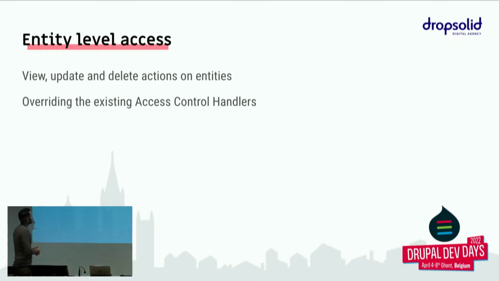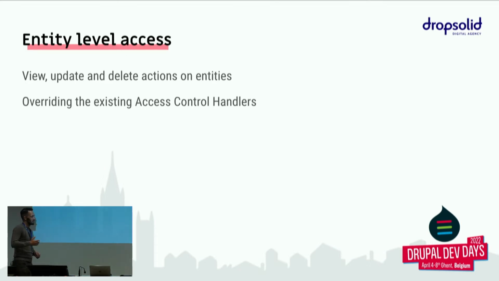So on the entity level access, if you know how an entity access works, there's this huge annotation, basically a comment on the class, and inside there are some pieces of information. And one of those pieces of information is the access handler. That's essentially a class which has some methods inside, and basically that's the piece of code, the class, the thing that determines if you are able to access that piece of content.